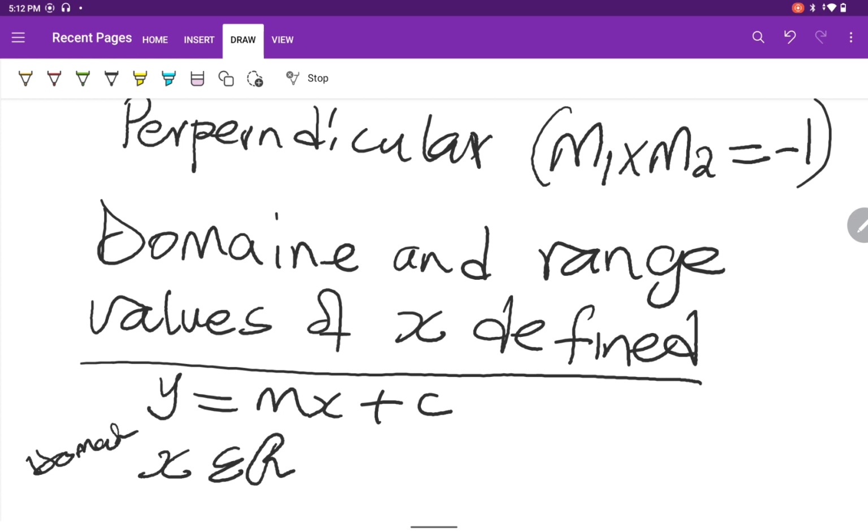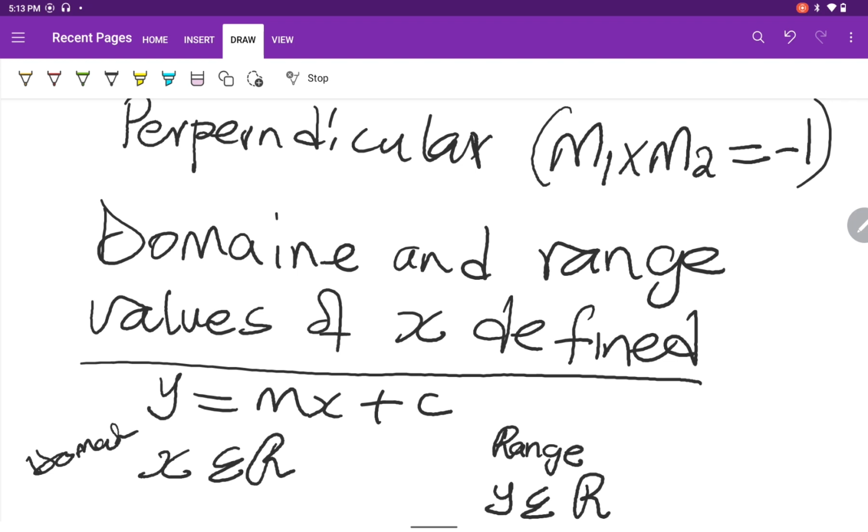Now the range, likewise, is now the values of y. If we look at this equation, if we put in any value of y, as long as it's real, we will be able to calculate the value of x. So likewise, for the range of any straight line, we will say y is an element of all real numbers. So this is the domain and the range of a straight line.